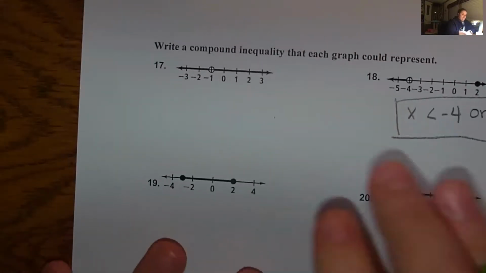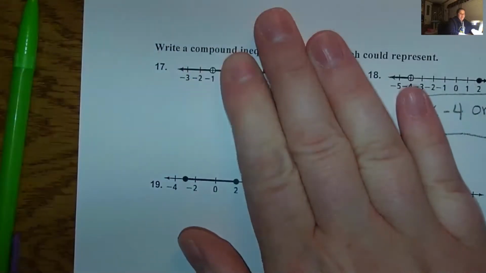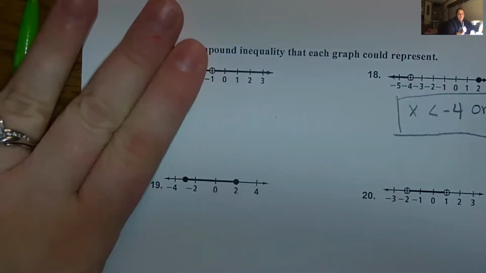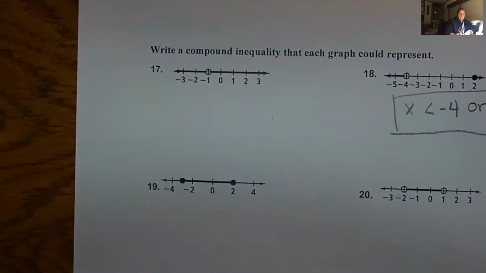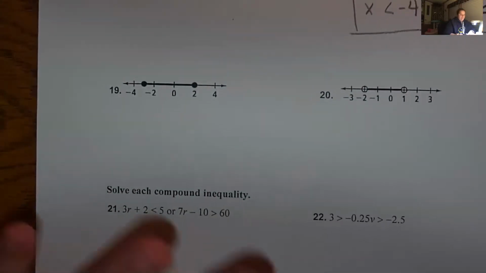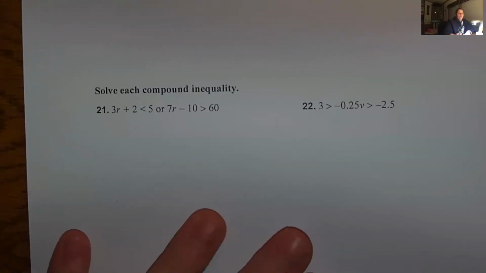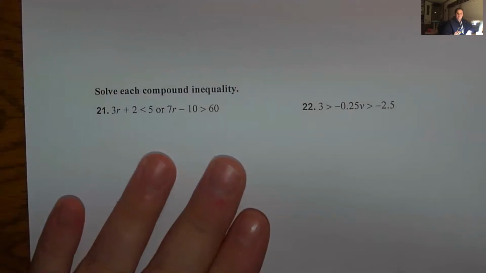Don't get confused with 17. Just take a look and go, okay, do that one. No, do that one. Don't get confused just because they're sharing the same number. Then you have 2 more right there. And then 21 and 22, you're just solving. You don't actually have to graph. So solve, don't graph. That's how you do 3.6.